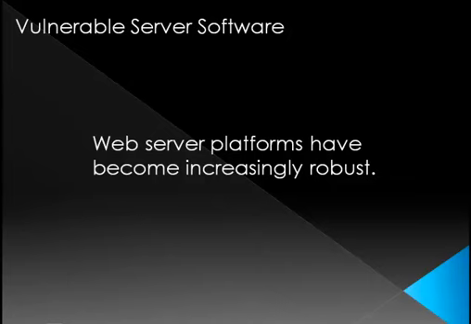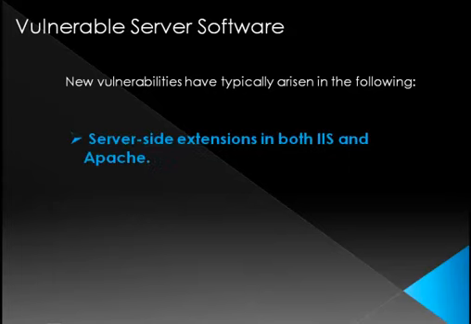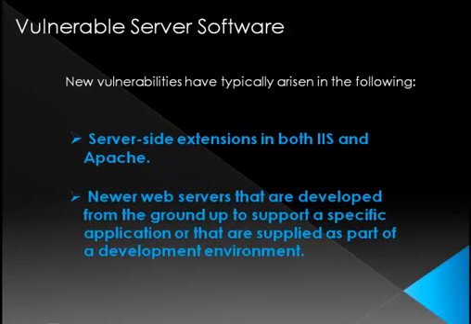In many cases, core functionality has remained static or has even been reduced as vendors have deliberately decreased the default attack surface. Even though these vulnerabilities have decreased, the underlying principles remain valid. Since the first edition of this book, new vulnerabilities have arisen. They are server-side extensions in both IIS and Apache, and newer web servers are being developed from the ground up to support a specific application or one that is supplied as part of a development environment.